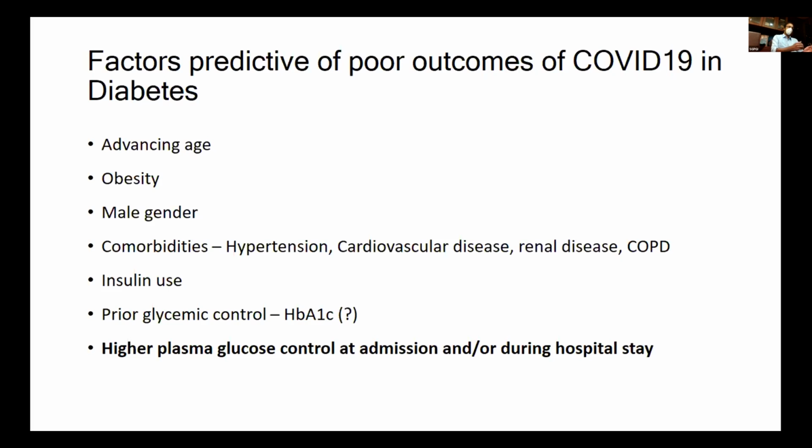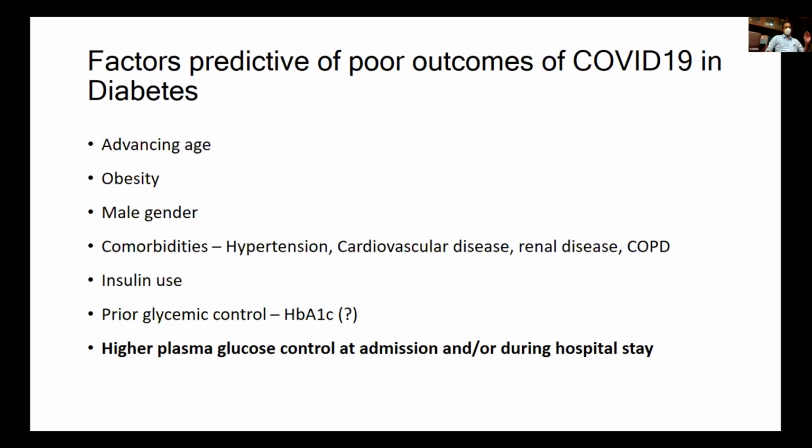So if somebody has a good A1C, good BP control, and good blood sugar control, if at all they catch an infection, the chances of getting a serious infection, serious disease, is low. Another factor I would like to highlight, that's why I have kept it towards the end, is completely modifiable. It is in control of our hands. This is the blood sugar control during the hospital stay.